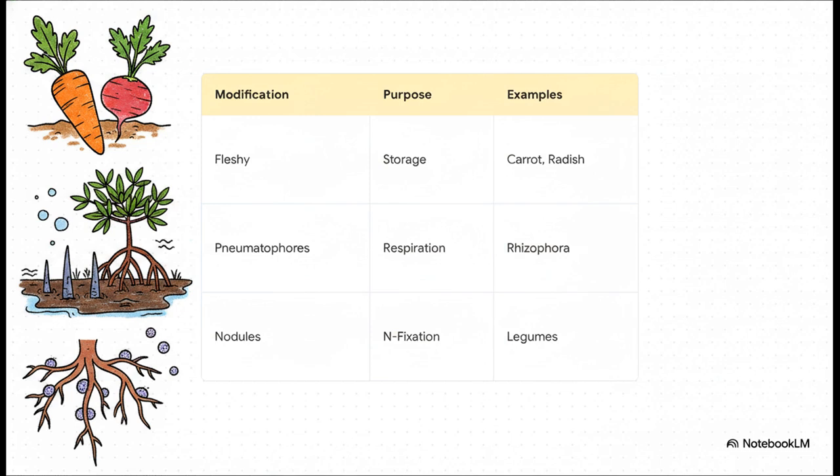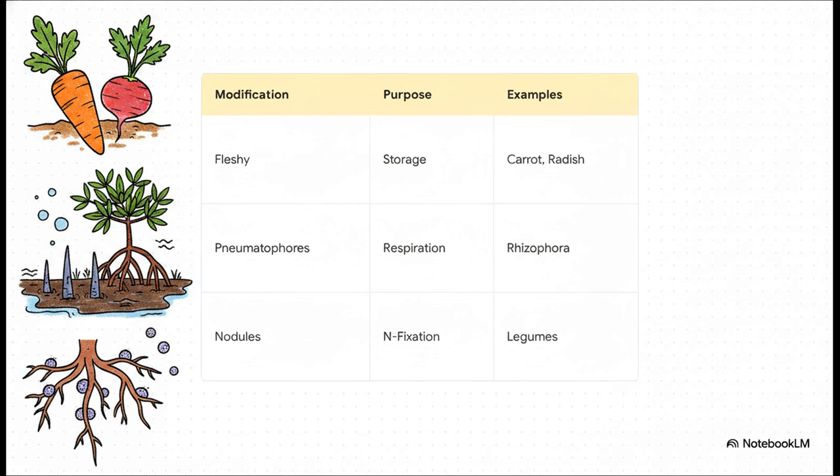First up, food storage. Taproots can get really thick and fleshy. Honestly, that's exactly what a carrot or a radish is. Second, and they love to test this one, modifications for respiration. In swampy marshlands where the mud has zero oxygen, plants like Rhizophora develop pneumatophores. These are roots that literally grow upwards, popping right out of the ground to breathe the air. Crazy, right? And third, taproots can develop little nodules to house bacteria for nitrogen fixation, which is exactly what we see in legumes.